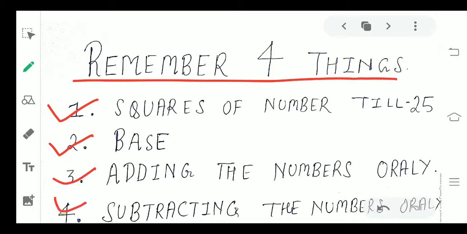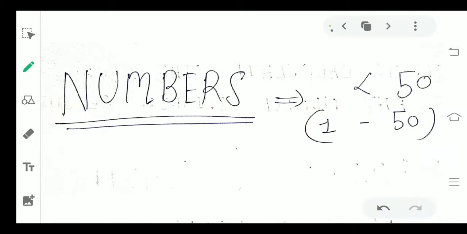Third step and the fourth step are the addition and subtraction skills that you must know, because while calculating the square of bigger numbers, you might not do the calculation on paper and pen. You might do it orally. So let's proceed. First of all, we will see how to calculate the square of numbers from 1 to 50.